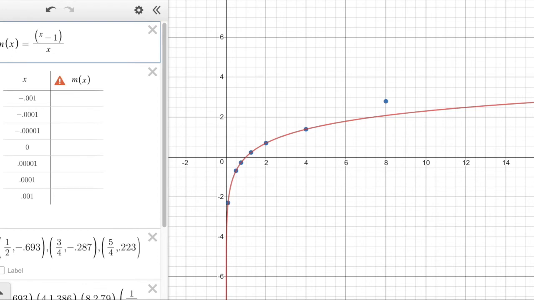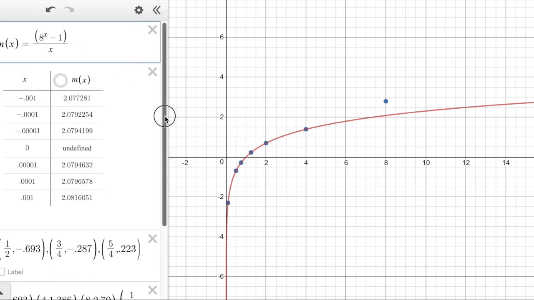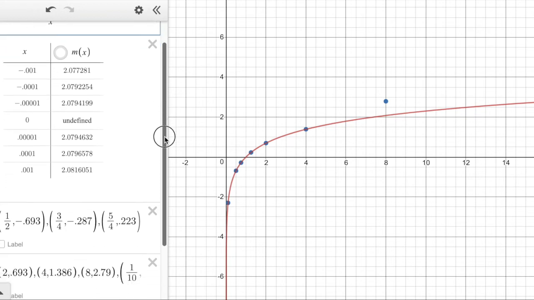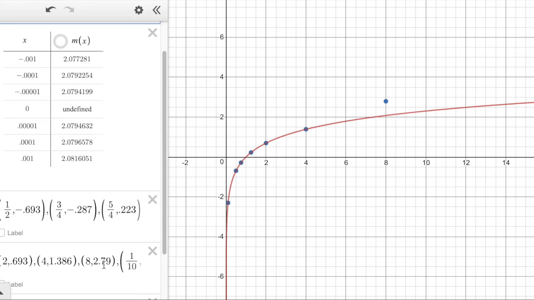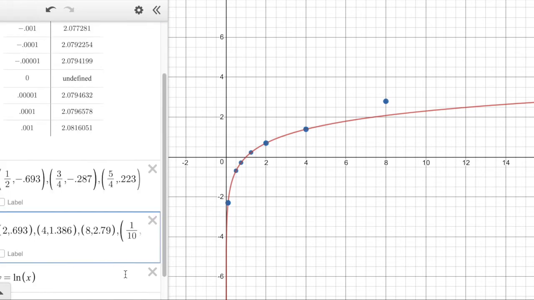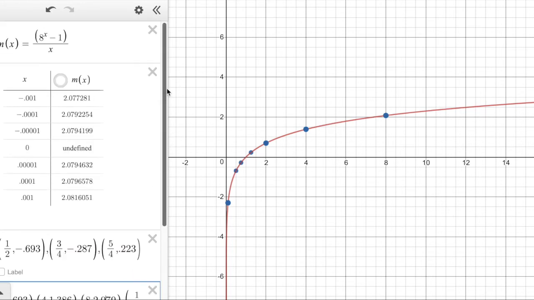Let's see. Obviously, I did something wrong. 8 to the x. Oh, I missed a 0, 2.079, that's why. And there, it fit right on my line. So essentially, when I do this limit of b to the x minus 1, b to the h minus 1 over h, what I end up getting is the natural log function.